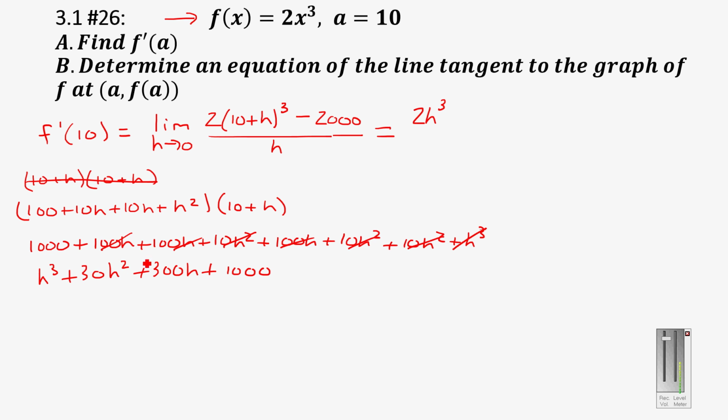2 times 30h squared is plus 60h squared. 2 times 300h is plus 600h. And then 2 times 1,000 is plus 2,000. And then I've got the minus 2,000 here. And this is all going to go over h.